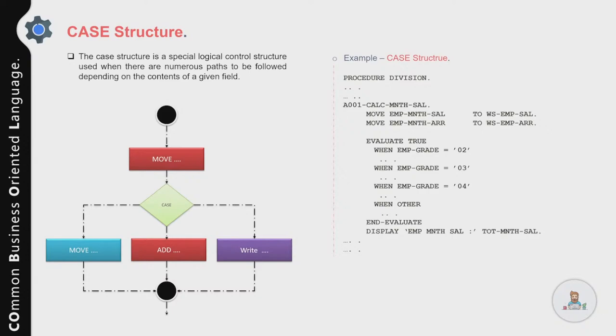But that execution will depend on the content or the value of a given field. And how you can implement that in COBOL? So for that, you generally use evaluate statement. So in the following example, if you notice, we have a paragraph called A001-calc-month-salary. So in this case, we have used the evaluate statement that says evaluate true, followed by a couple of when statements. And these when statements are used to specify the possible values for this particular field. And based on these particular values, the statements will be executed.